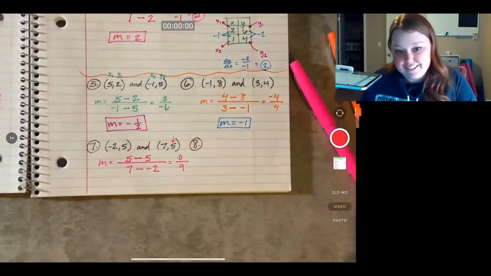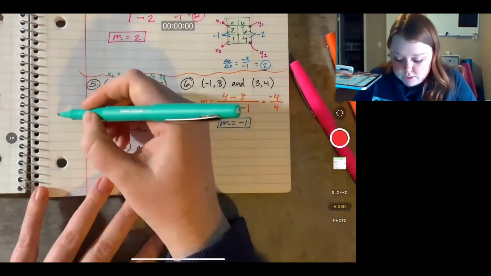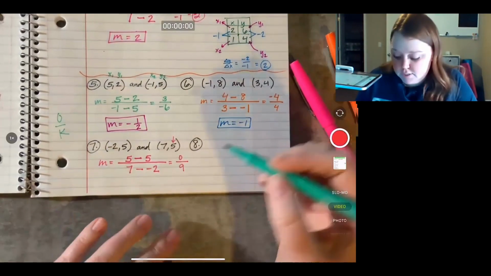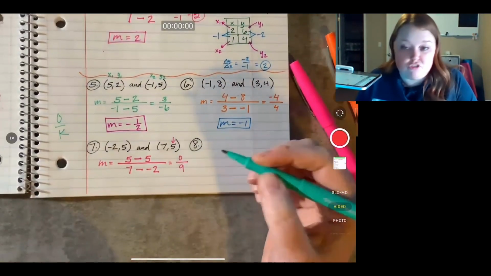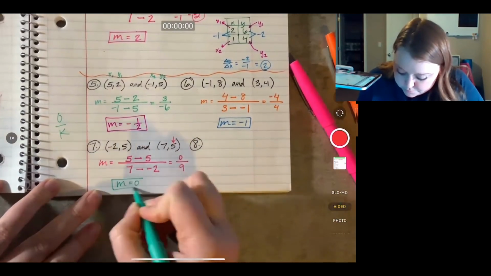But I see a 0. Remember, 0 on top is okay, right? 0 on top is fine. 0 divided by 9 is just going to be 0. So your overall slope here is just 0.